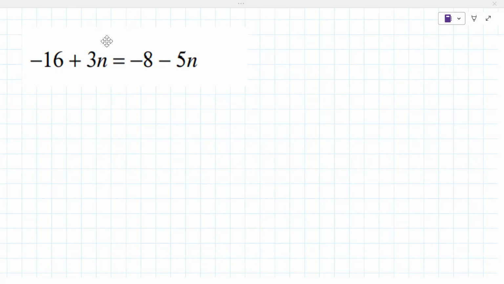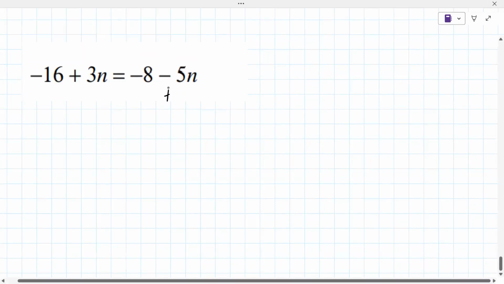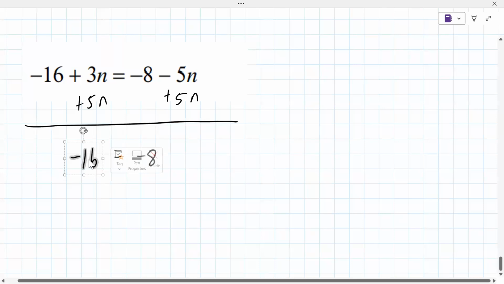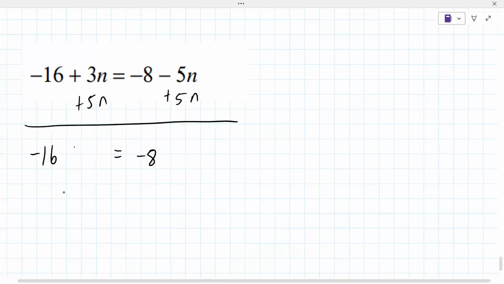Smaller would be -5n. Okay, so in this case, you're moving left. So we have -16 equals -8 plus 8n. Oops, I forgot the insert there. That's really bad. Okay. And now it's back to a two-step equation like you've been solving.